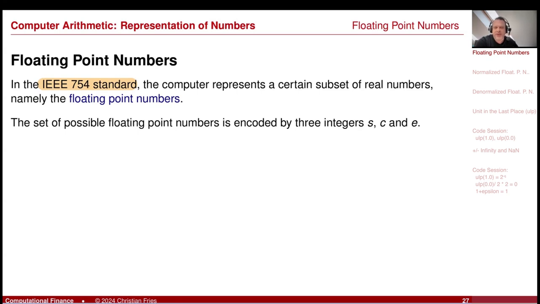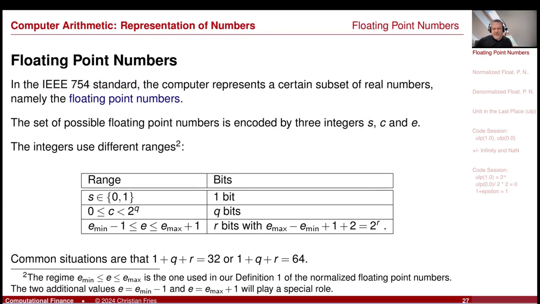So the computer represents a certain subset of the real numbers called floating point numbers, and this set is encoded by three integers. There is the integer s, which will encode the sign plus or minus. There is the integer c and the integer e. The e encodes an exponent. So these integers have certain ranges. For the sign, I just need a plus or minus. I need a 0 or 1.